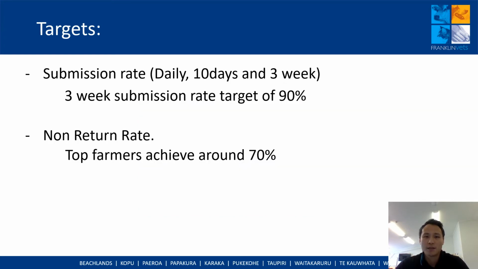So the KPIs that we are going to be using are our submission rates, daily, 10 days and 3 weeks, as well as our non-return rate. Our submission rates are a measure of the percentage of cows that have been inseminated within a certain time period. The standard measure that you will see on your fertility focus reports will be the 3-week submission rate, but it is also helpful to know the daily rate, which is the average daily number of cows you need to put up to achieve that target percentage, or the 10-day submission rate, which acts as kind of like a halfway marker. We should be aiming to achieve around 90% from the first 3 weeks of mating.